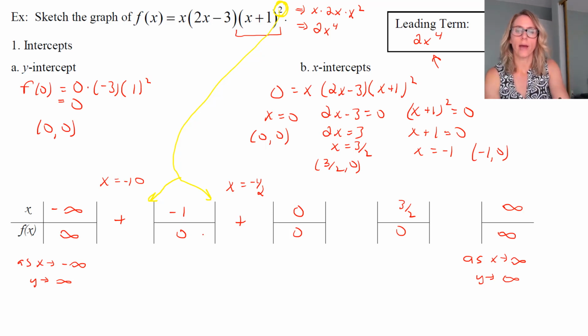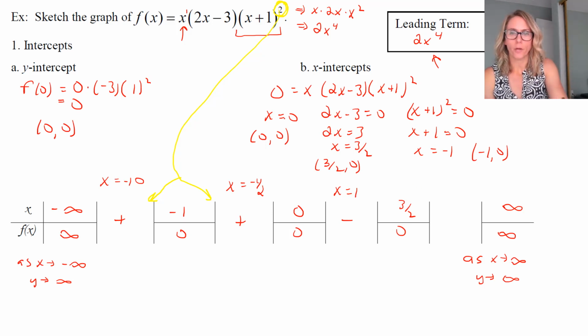I want you to notice that this 0, the next one that we're going to be thinking about, comes from this factor right here, and this factor has a power of 1. So if I choose something like x equals 1, I'm going to have 1 times -1 times something positive. And that's going to be negative. Notice the sign changes on either side of 0.